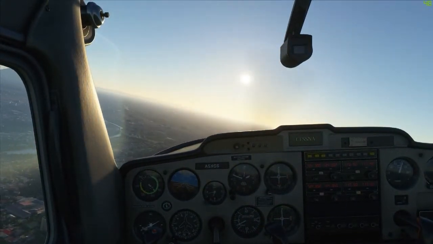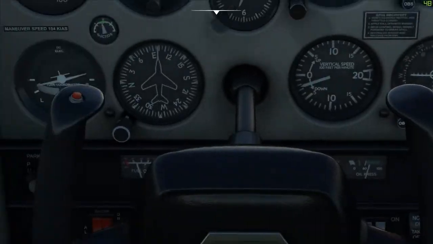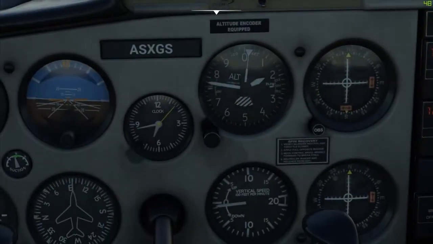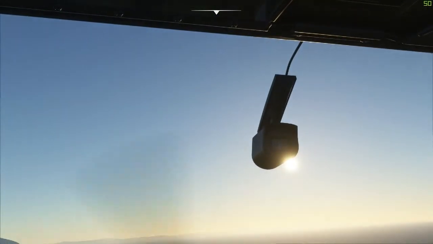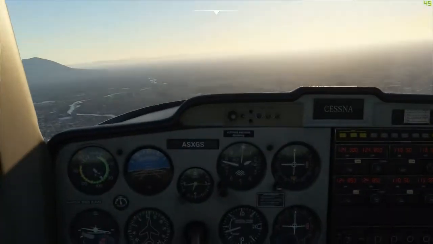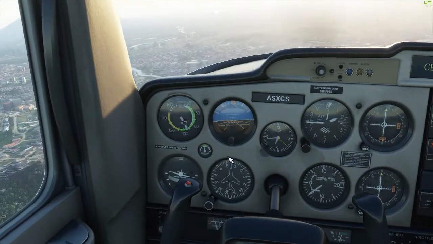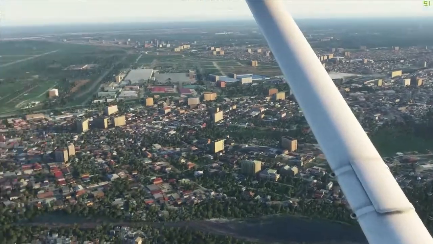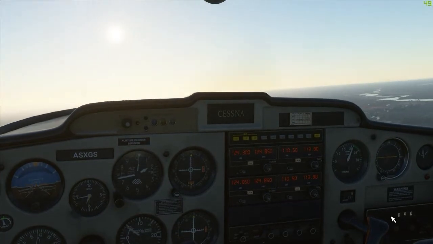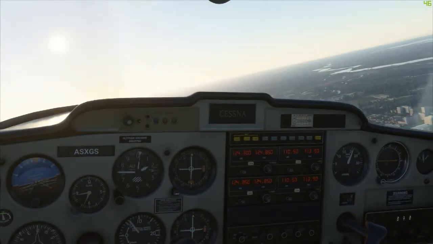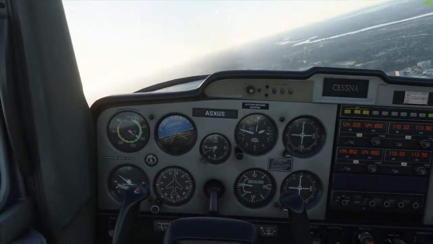Because the heading indicator has no direction-seeking qualities of its own, it must be set to agree with the magnetic compass. This should be done only on the ground or in straight and level unaccelerated flight when magnetic compass indications are steady and reliable. The pilot should set the heading indicator by turning the heading indicator reset knob at the bottom of the instrument to set the compass card to the correct magnetic heading. The pilot of a light aircraft should check the heading indicator against the magnetic compass at least every 15 minutes to assure accuracy.